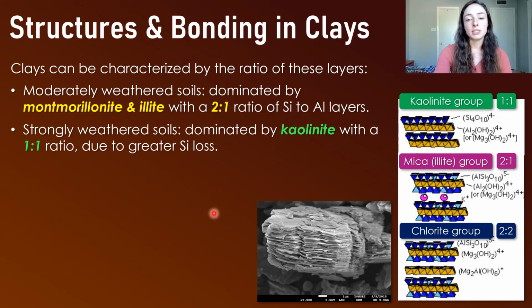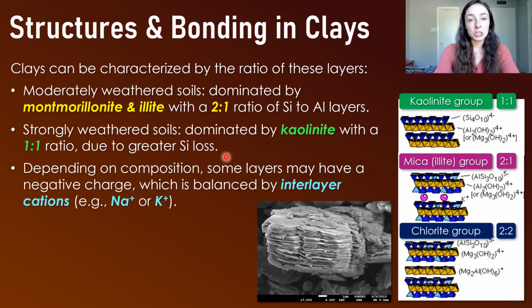So what this means is basically your mica or illite group has a 2-to-1 ratio of silica rich to non-silica rich layers because more silica is available because it hasn't been dissolved away or weathered away due to strong weathering. It's only been moderately weathered. Whereas your 1-to-1 ratio kaolinite type clays have less silica available because they've been more strongly weathered, and so they have to have a 1-to-1 ratio of silica layers and other cation octahedral layers.